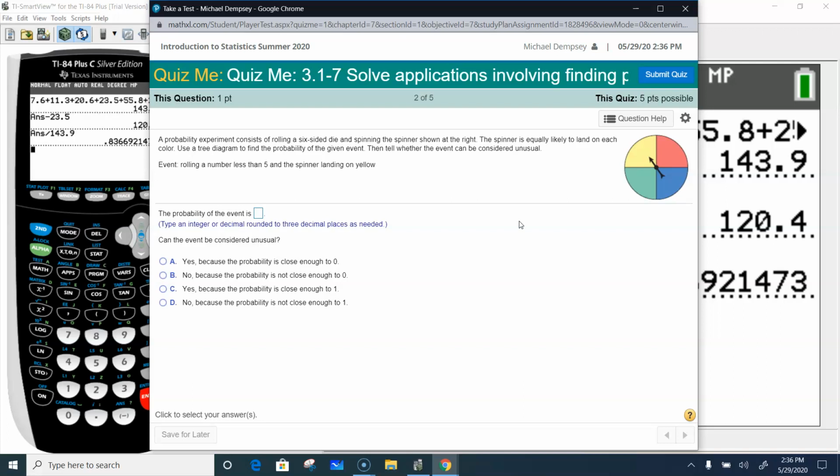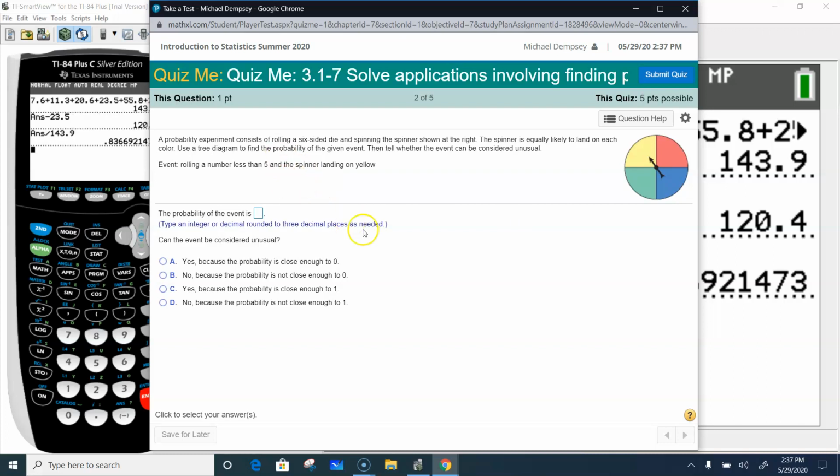Okay, the probability experiment consists of rolling a 6-sided die and spinning the spinner shown at the right. Notice the spinner on the right has 4 quadrants to it. The spinner is equally likely to land in each. Use a tree diagram to find the probability of the given event. Then tell whether the event can be considered unusual. Okay, so the event is going to be rolling a number less than 5, and the spinner landing on yellow. So let's think about rolling a number less than 5. What's that? That's a 1, 2, 3, or 4 out of 6. So the probability of that event is 4/6.